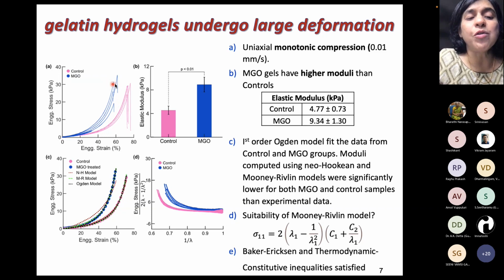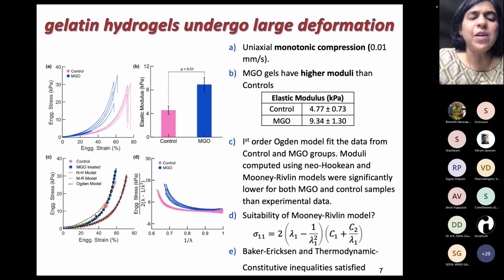So we don't get them all to fail, which is shown by a very quick drop in stress when it fails almost catastrophically. But the amount of deformation that you see in these gels is typically between about 60 to 70% before they fail. We use this initial part of the curve to calculate the moduli, and we have almost 2 times the modulus for MgO as compared to controls.